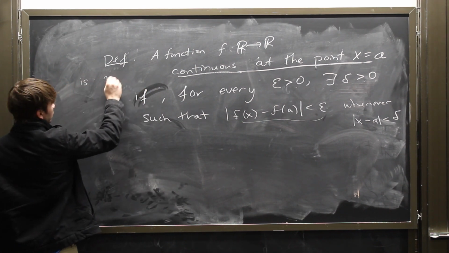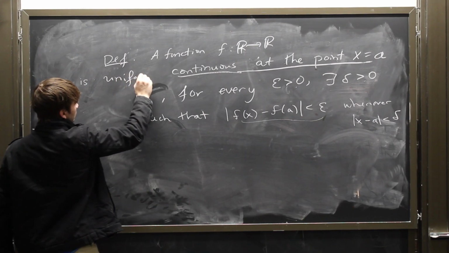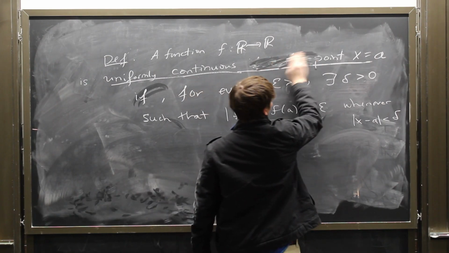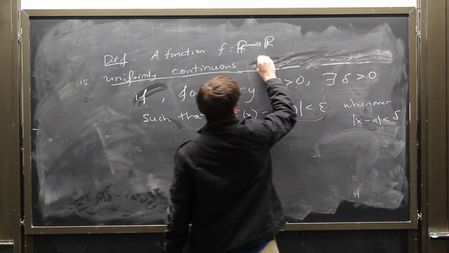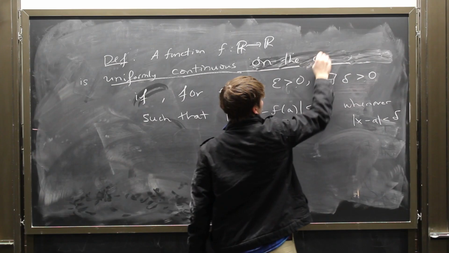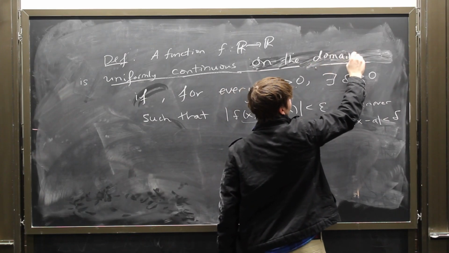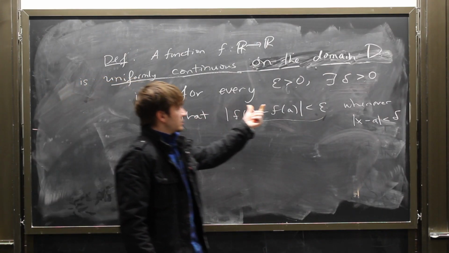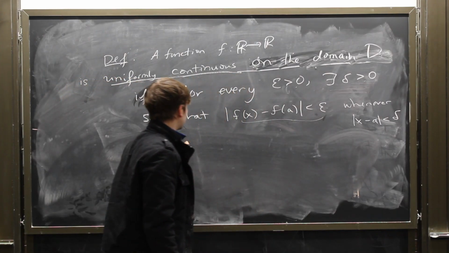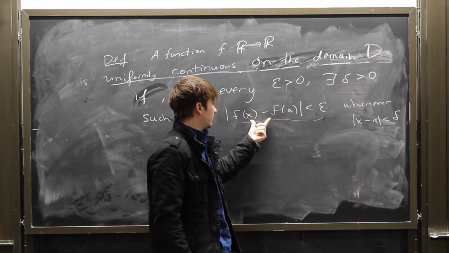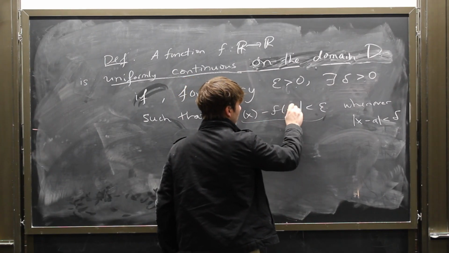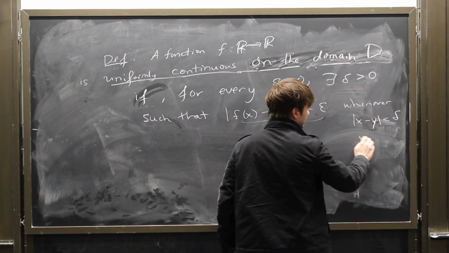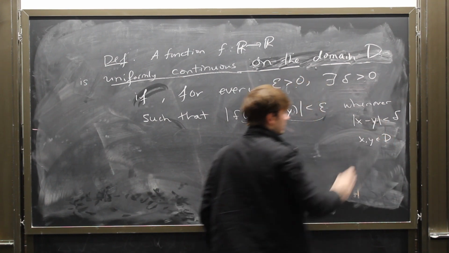Okay, so I'm just going to change my definition here. f is uniformly continuous on the domain D if for every epsilon greater than 0 there exists a delta greater than 0 such that |f(x) - f(y)| < epsilon whenever |x - y| < delta and x and y are in D.